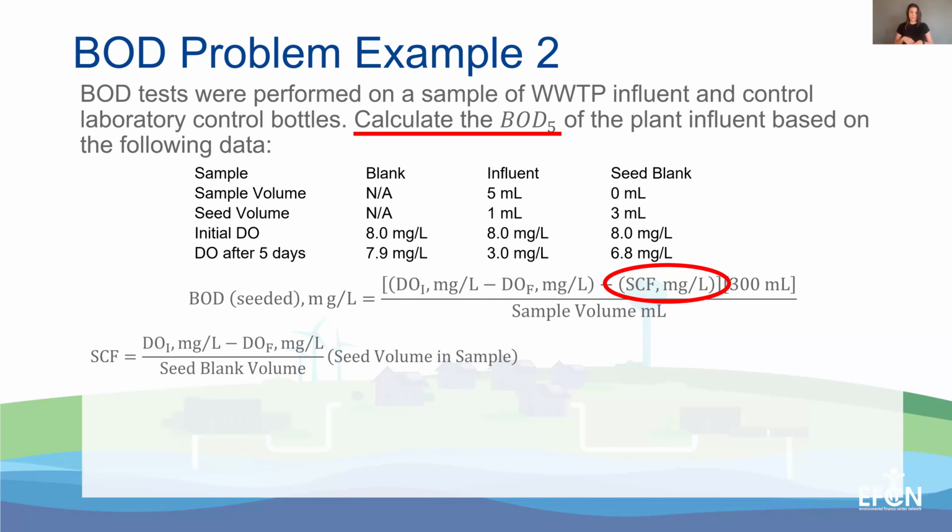And then that whole mathematical concept is multiplied by the seed volume that's actually used in the sample. So what's actually happening here in practicality is you take a sample of seeded water that you know has bacteria in it, that you know is going to remove organics. You place it under the same conditions. You incubate it for 5 days at 20 degrees Celsius, and you measure the DO before and after.